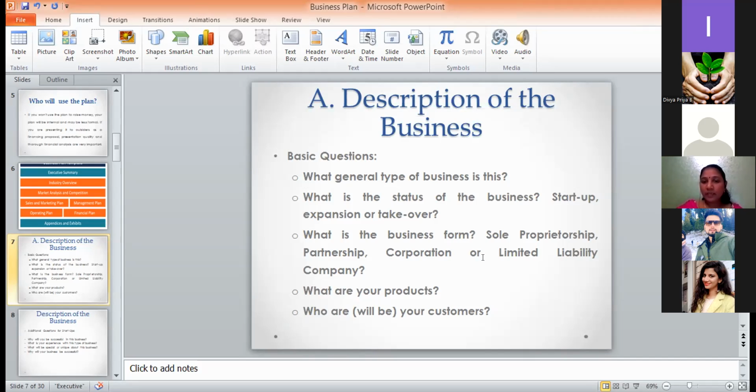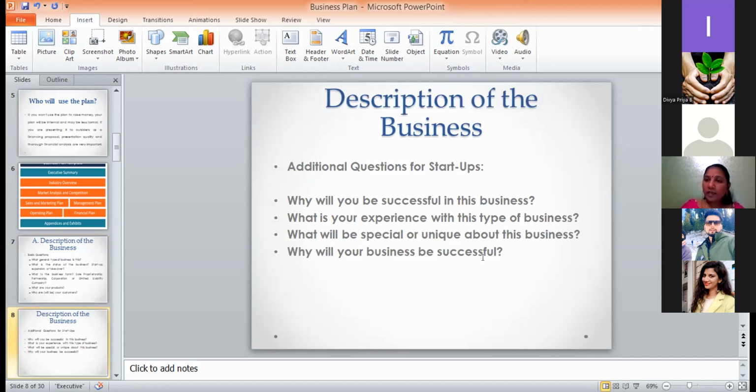So service becomes the kind. What kind of products you are offering to your customers and who your customers are is very important. Whether you are targeting women, or your product is targeted at young children, adults, or old aged people. So you have to identify the right customers for your products.